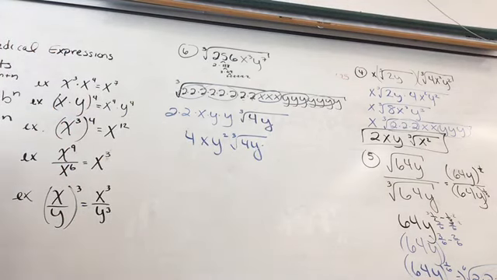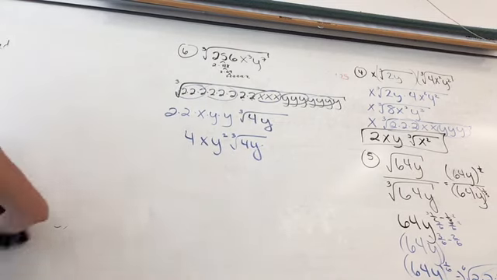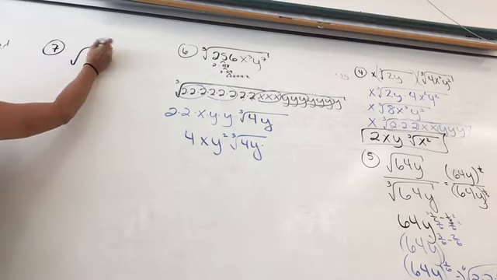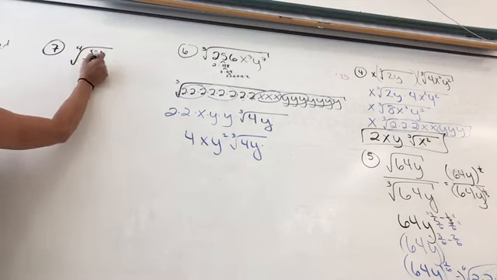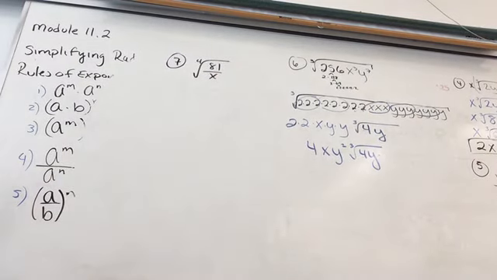Now, I want to look at a little bit more. So we're going to add a couple more problems. Number 7 is the 4th root of 81 over x. Now, this means that I want to change things, and I have to also rationalize a denominator because we can't leave radicals in the denominator.